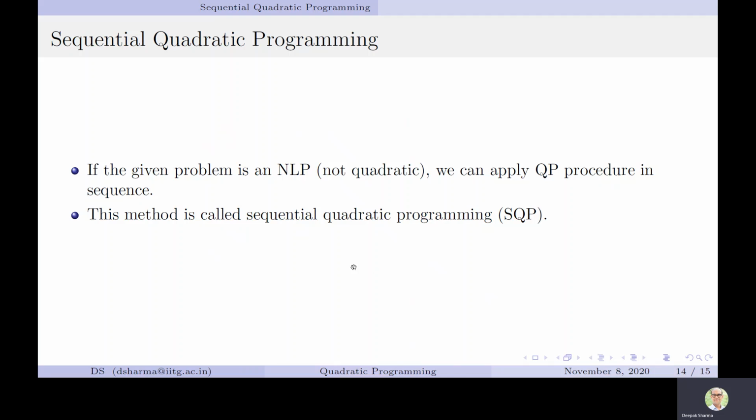SQP is a very famous method, and it has been used in many commercial software packages. For example, it is already a part of MATLAB, so you can solve your constrained optimization problem using SQP in MATLAB. Similarly, there are other commercial software. Since SQP is a very famous method to solve nonlinear programming, we will understand how it works.